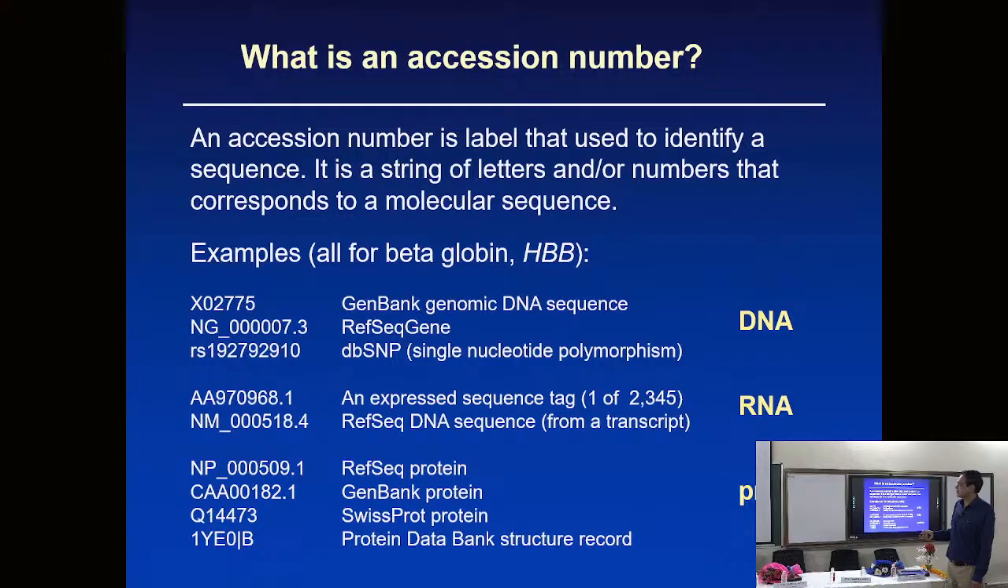RNA RefSeq starts with NM. So RefSeq will always start with N, followed by another letter. G would indicate genomic, M would indicate RNA or messenger RNA. So M, I think, is coming from the M of mRNA, messenger RNA. And then protein, NP, where P comes from the first letter of the word protein. So NP, RefSeq protein.